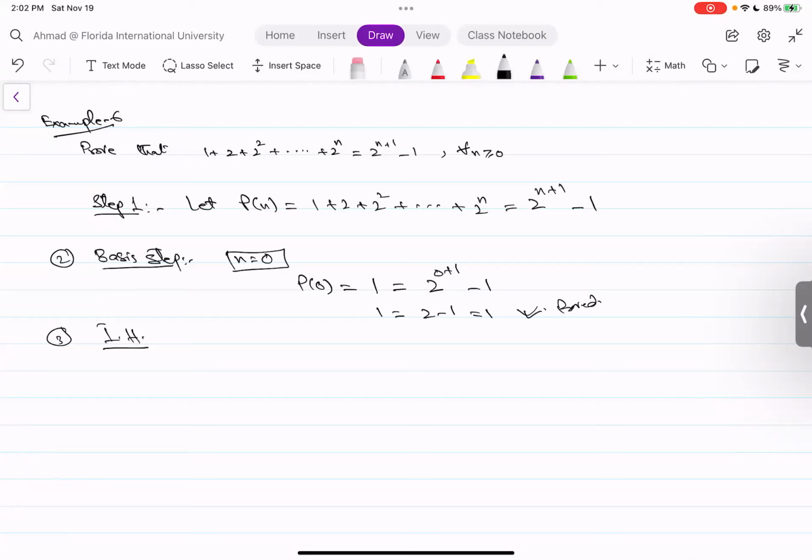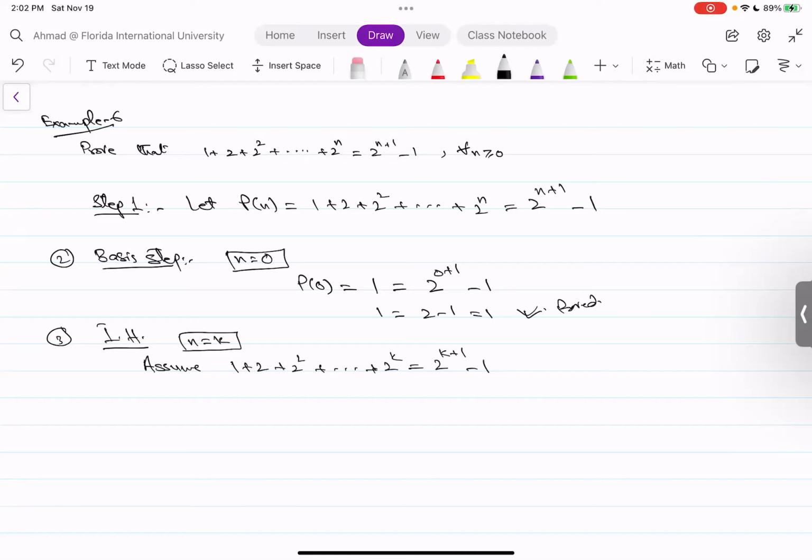The induction hypothesis is, let's say, what I'm going to say is, when n is equal to k, it is true. So assume this is true for n is equal to k, which is 1 plus 2 plus 2 square plus so on plus 2 power k is equal to 2 power k plus 1 minus 1. Right? Okay.